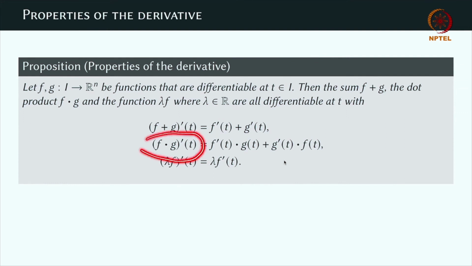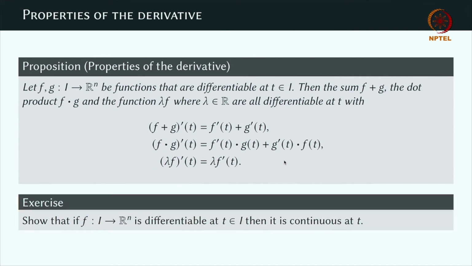The dot product f dot g will give you a scalar valued function if you think about it. So f dot g is going to be a regular one variable function taking values in R. The derivative of that is nothing but f prime of t dot product g of t plus g prime of t dot product f of t. And the third property is rather the easiest to prove. The derivative of lambda f is just lambda f prime at t. So these properties are rather easy, and I'm going to leave it to you to check.